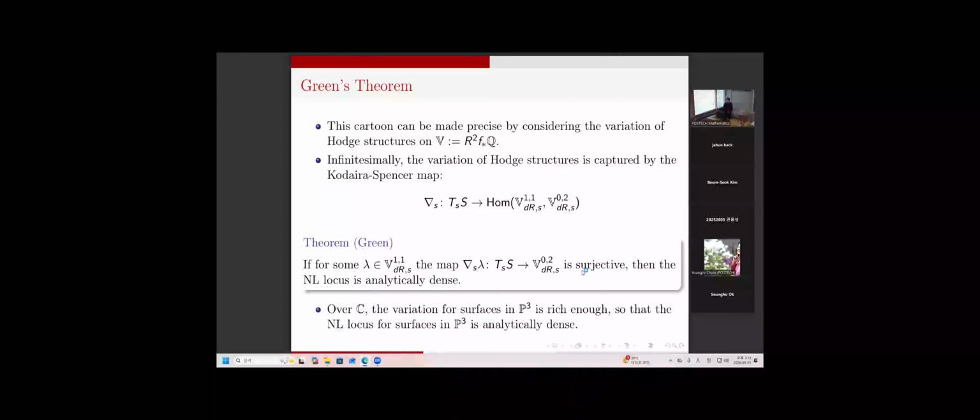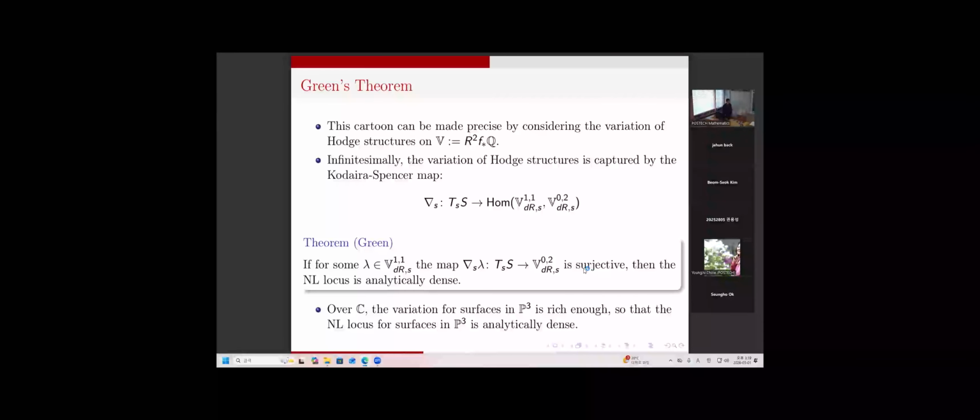Now if you look at surfaces in P^3, there is a generic Torelli theorem, meaning that this map is injective for a surface in P^3 when your base is a moduli space. Then you can quickly check, using Green's theorem, that the Noether-Lefschetz locus is analytically dense.